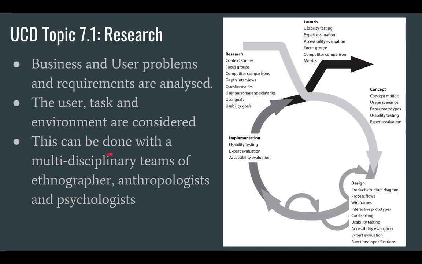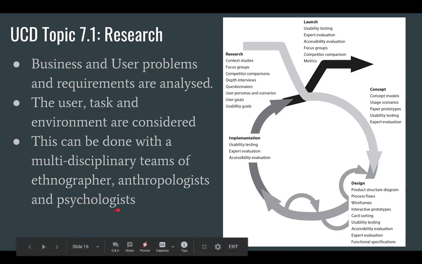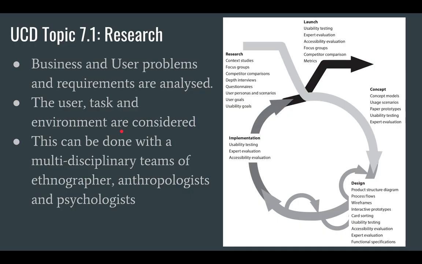And this can be done with a multidisciplinary team. It can be ethnographers, anthropologists, psychologists, with lots of people. And big design firms will do that. They'll have a multidisciplinary team. Disciplinary, by the way, means like subjects. So you're going to have designers and engineers, and you're going to have ethnographers.